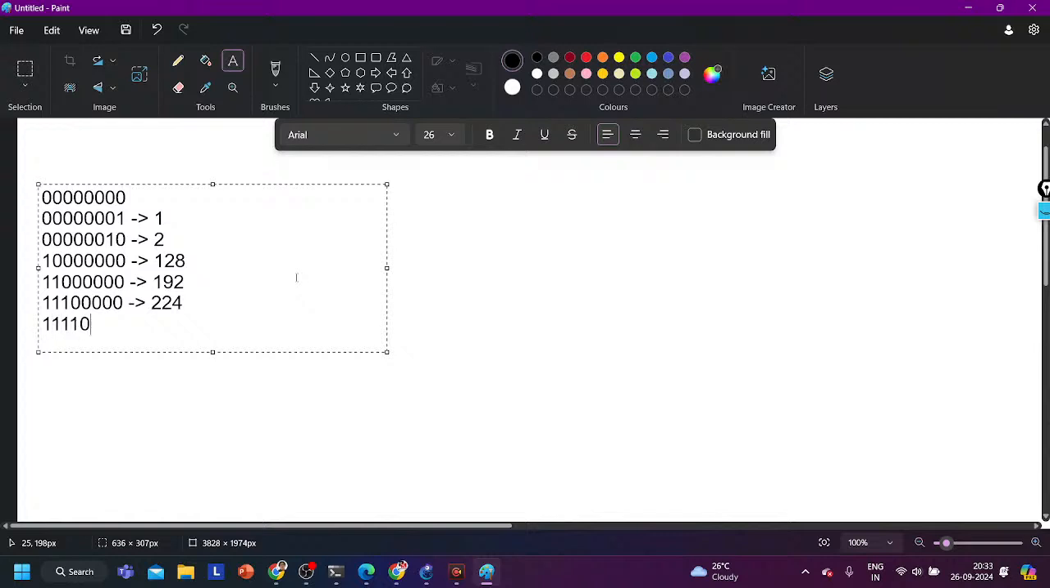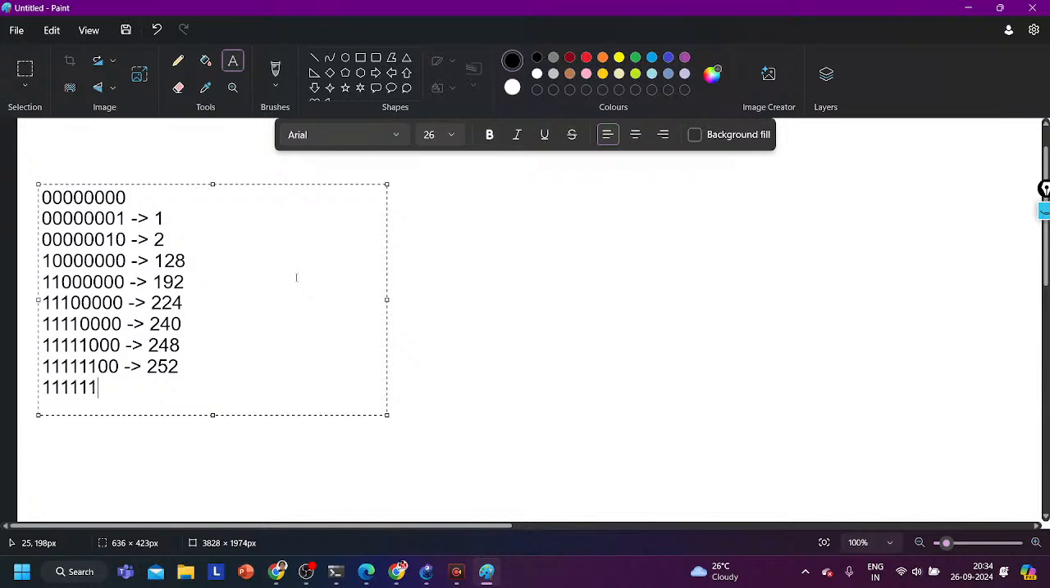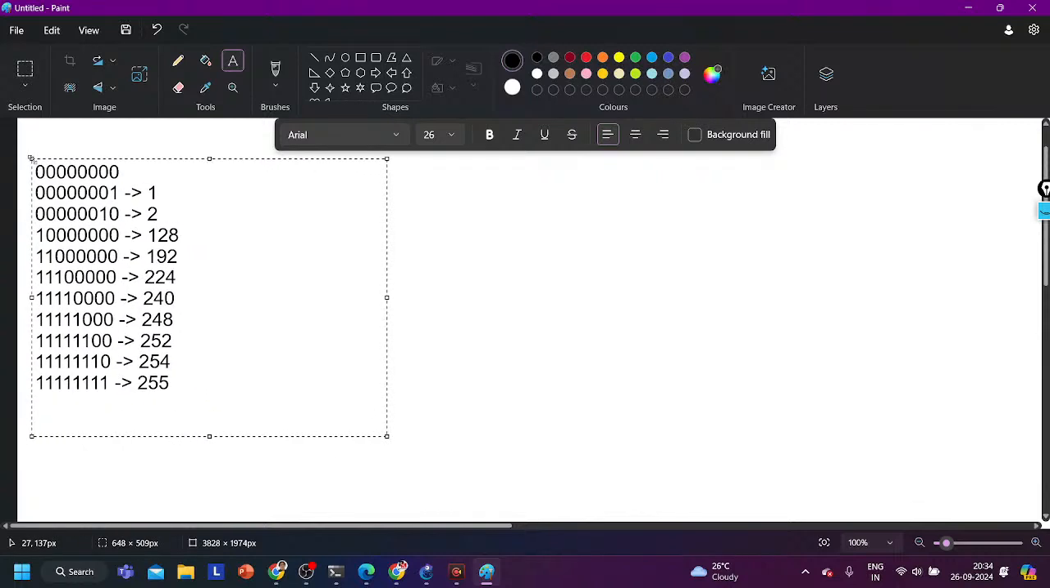If 4 bits are 1 and 4 bits are 0, then 240. If 5 bits are 1 and 3 bits are 0, then 248. If 6 bits are 1 and 2 bits are 0, 252. If 7 bits are 1 and 1 bit is 0, 254. And if all bits are 1, then the decimal value is 255. So you should have knowledge about how we convert binary to decimal.